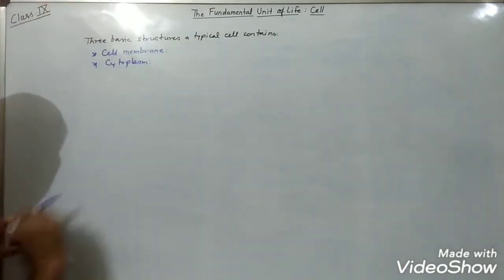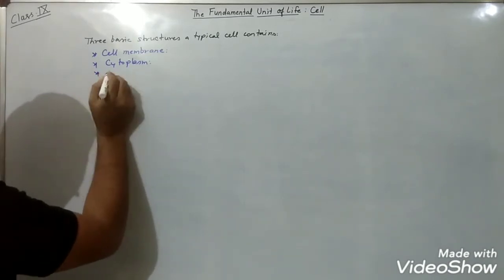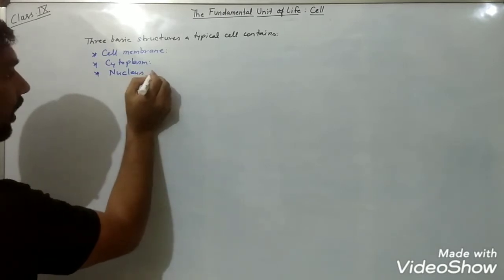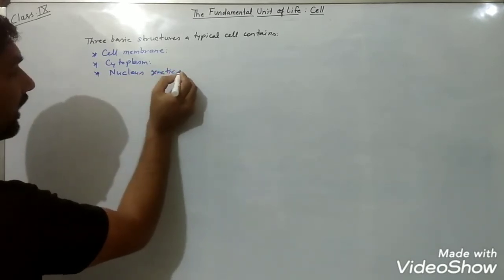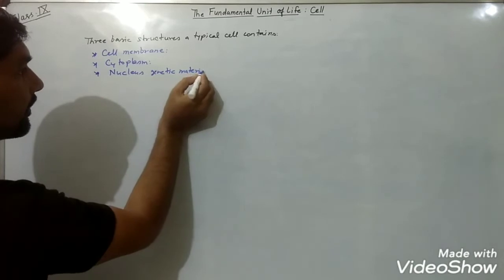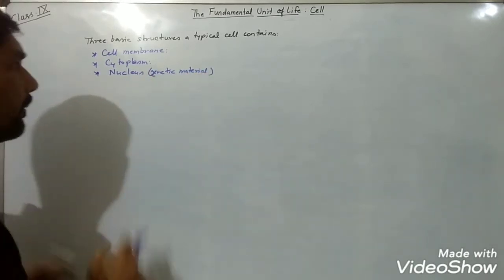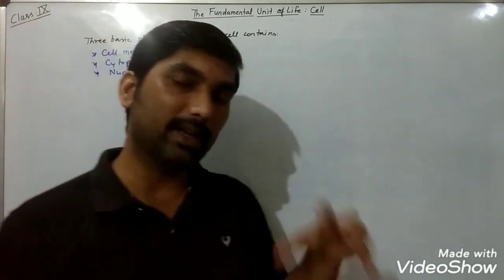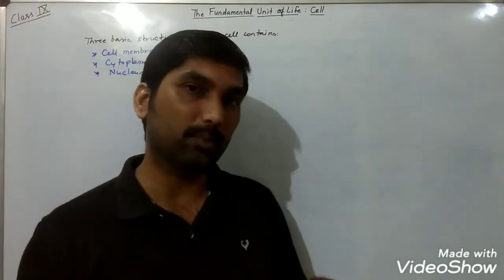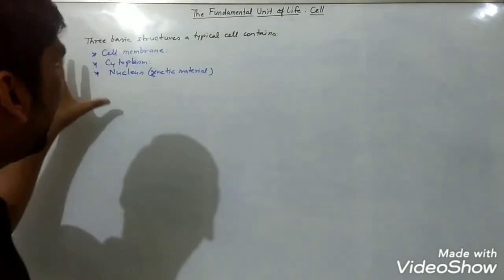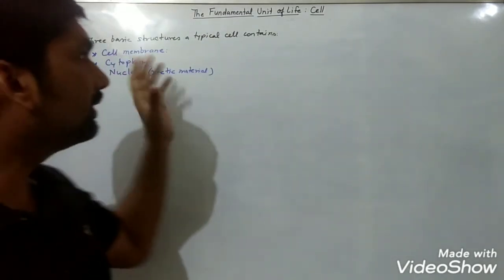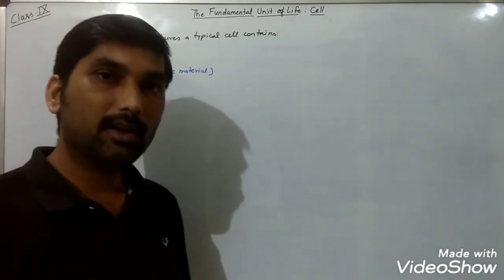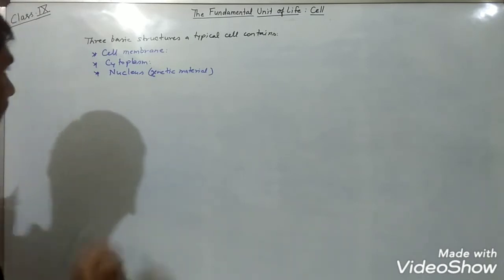And finally, the last one is known as nucleus, or we can say the genetic material in case of prokaryotic cells, because they lack the nucleus, so they are having genetic materials embedded in the cytoplasm. So these three structures are common in all cells. The typical cell contains these three structures. Now we will see what is the cell theory.